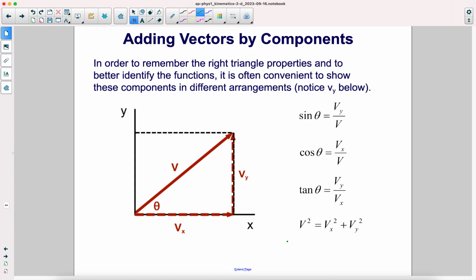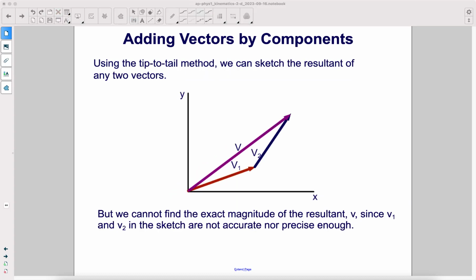In order to remember the right triangle properties and to better identify the functions, it is often convenient to show these components in different arrangements. So for example, remember on the last slide I took vy, which was originally over here, and I just moved it over here. You're allowed to move a vector as long as you don't change its length or direction.